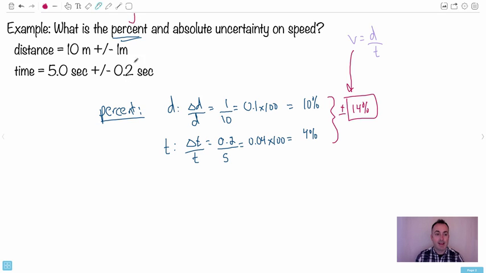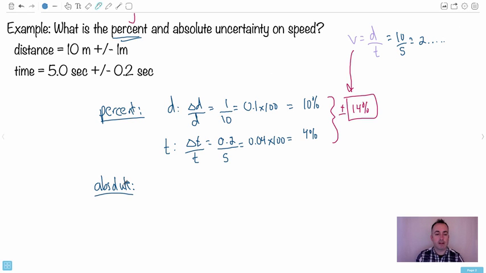We got it. Now to do the absolute uncertainty, you could work it all out with that equation. Do delta d over d plus delta t over t and multiply that by v. You could absolutely do it that way. But instead, let's just use this percent uncertainty. We know the percent uncertainty, so that's actually really good. We know that the speed is going to be just 10 divided by 5, which is just equal to 2. We don't know how many decimals to put, but we know it's 2 meters per second.